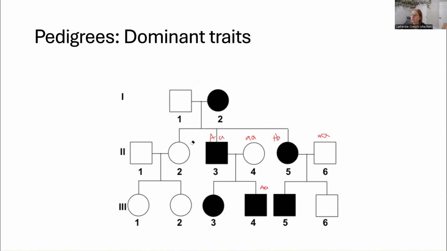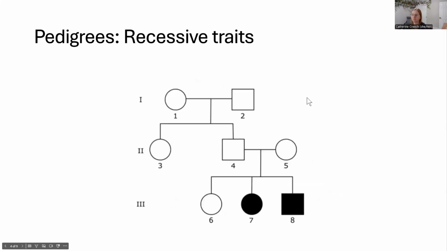Let's look at a pedigree for a recessive trait. Here's a recessive trait. I have 3 generations again. Here are the grandparents. They had 2 children, 1 woman, 1 male. This woman did not have any children, so there is no generation below her.